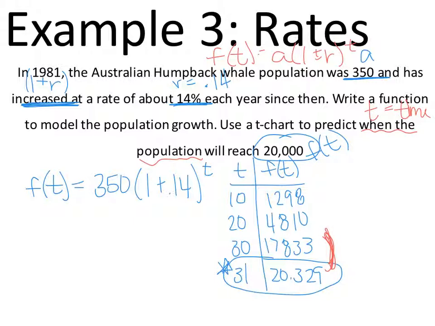So when it says predict about which year, it'll be after 30 years, after 31 years. So you can say after 31 years, or you could even give them what year that would be. If they started in 1981, 31 years after that will actually be 2012, so just a couple years ago.